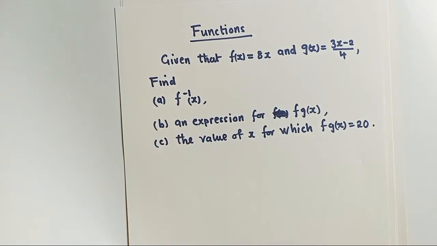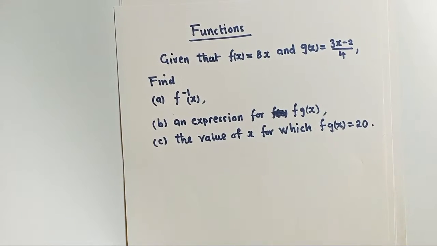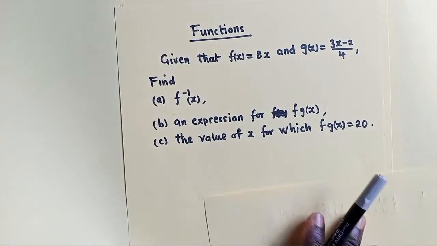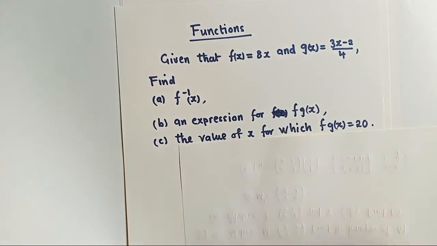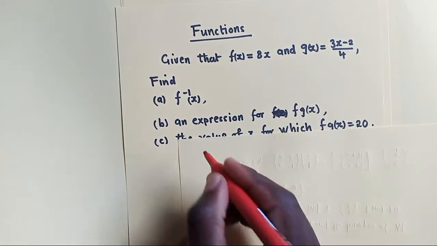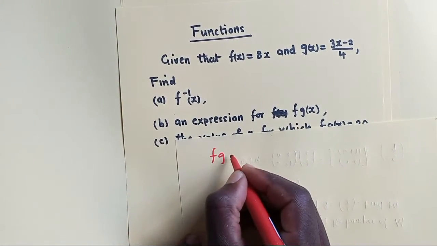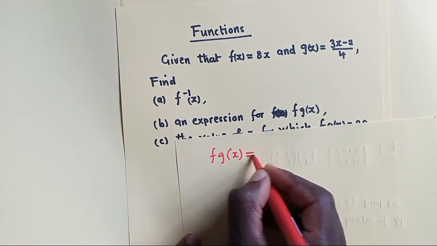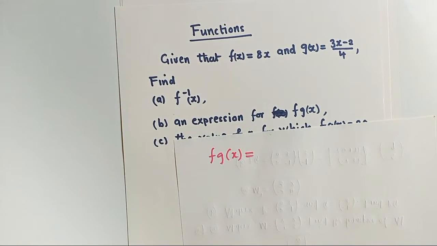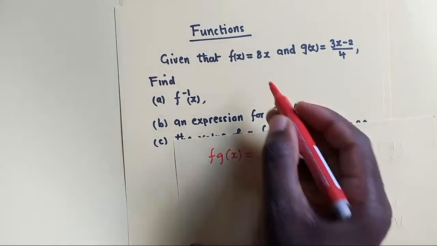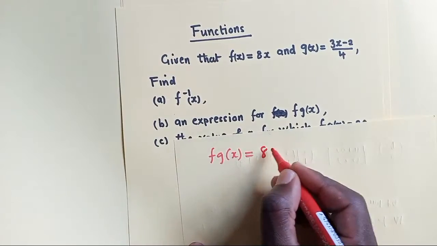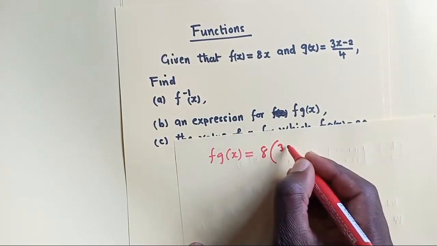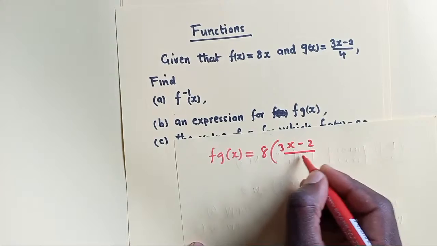The next question here, they want us to write this. Look at this. They want an expression of f of g of x. So we need to focus on f of g of x, which is equal to, where there is x here, we will put this function. So we have 8, and where there is x, we'll put 3x minus 2 over 4.